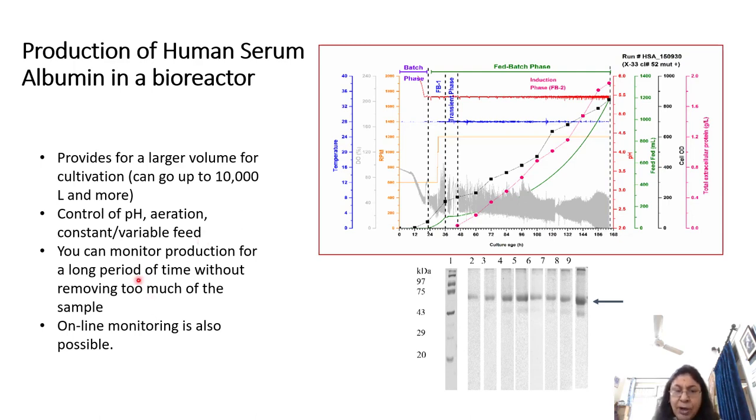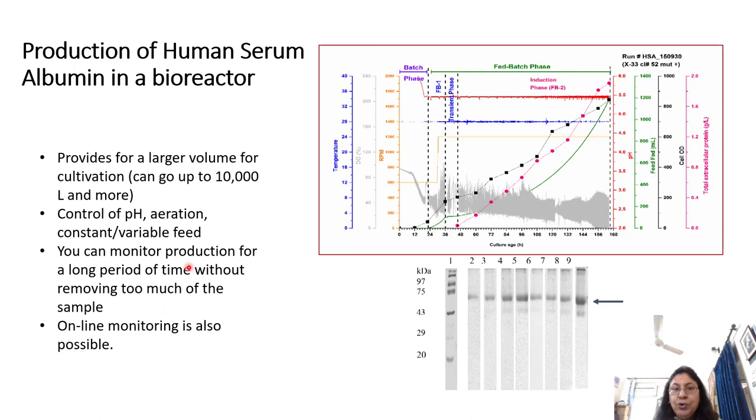Then you can also monitor the production for a long period of time without removing too much of the sample, because you may want to monitor the course of fermentation, for which a small volume, let us say 10 ml or 20 ml, can be removed from a bioreactor, and then you can examine the culture microscopically to see that there is no contamination which has occurred. Or you may want to monitor, for example, how much extracellular protein is already in this culture broth, and so on and so forth.